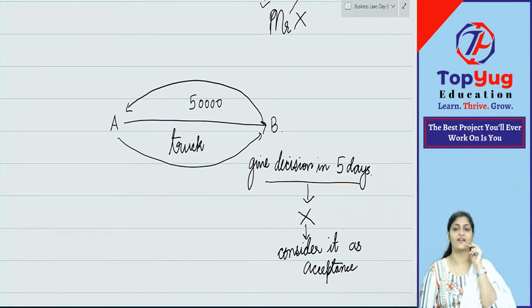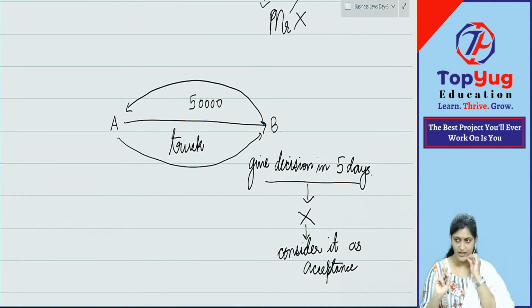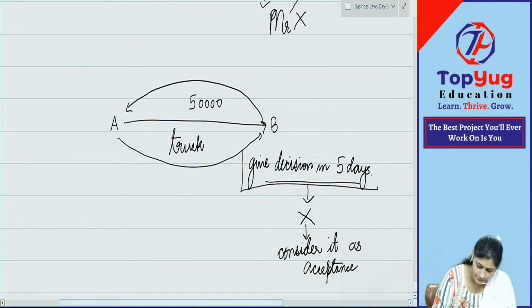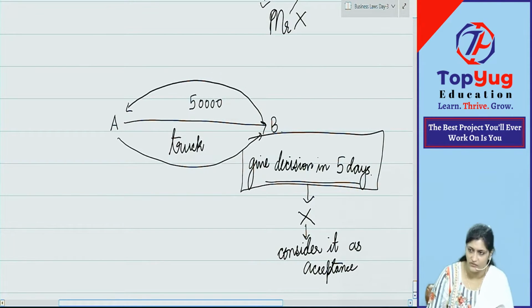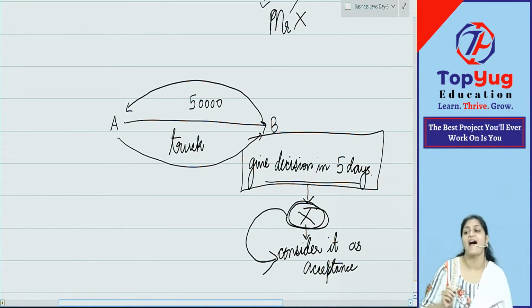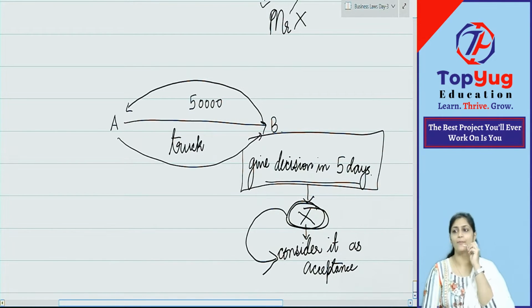So what is this point we are discussing? Essential element: offer should not contain a term. This is the term which is being given in the offer. It should not contain a term non-compliance of which would amount to acceptance.